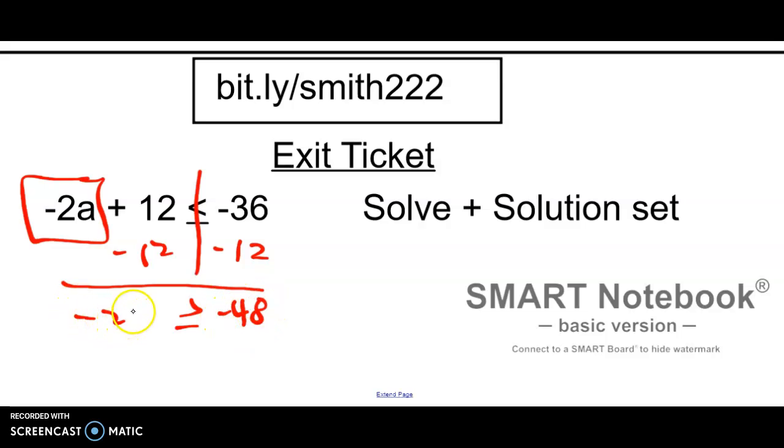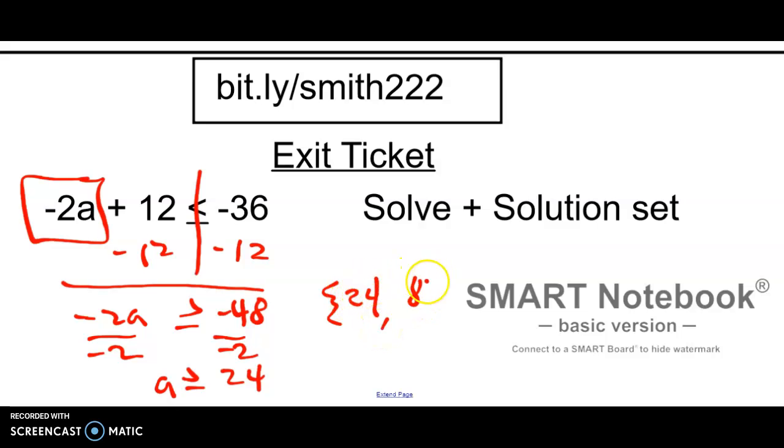So we're going to take the negative 2a, then divide both sides by the same value coefficient. So I know that this is going to give me a positive answer. So a number is greater than or equal to 24. So the first number in the solution set is going to be 24. And then we're just looking for numbers greater than 24. So we got 87, 93, 105. Any of those numbers will work.